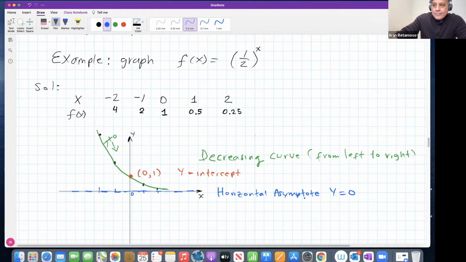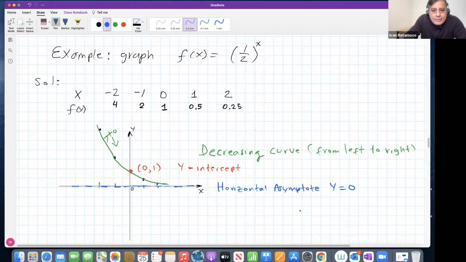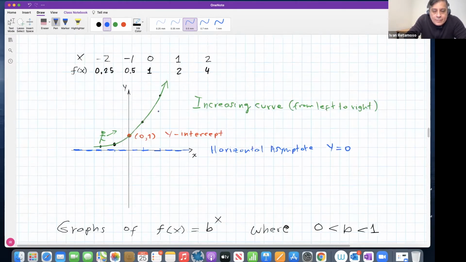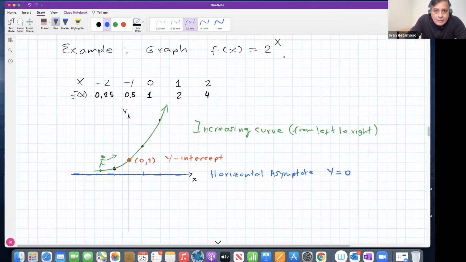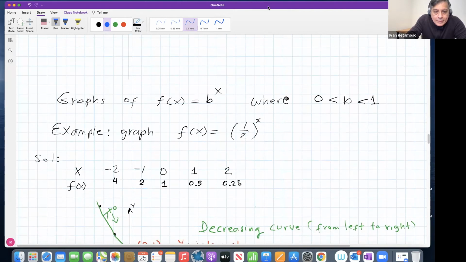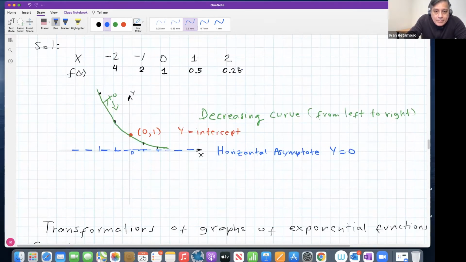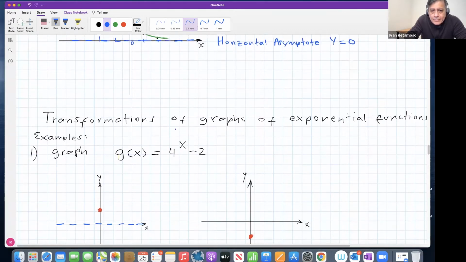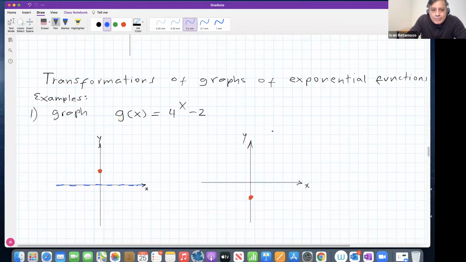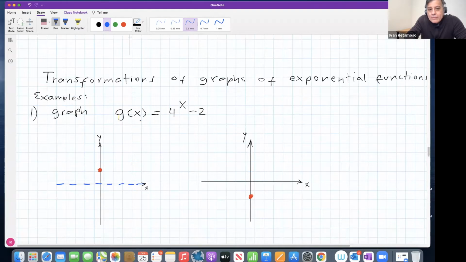Okay, guys, now that we know that the graphs of exponential functions just come in two forms, either increasing when the base is bigger than 1, or decreasing this way when the base is between 0 and 1, let's do some graphing, also using transformations. Transformations of graphs of exponential functions. Examples. Suppose they ask you to graph this function, g of x equals 4 to the x minus 2.